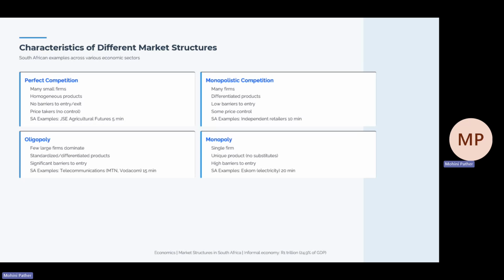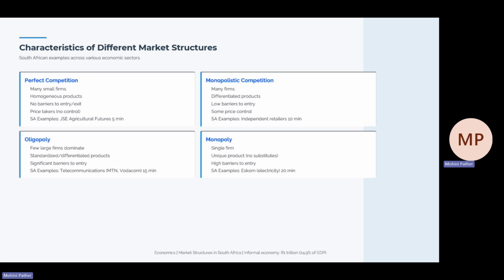In a monopolistic competition, there are many different firms. There are differentiated products. There are low barriers to entry, and there are some price controls. Okay, so typical examples in South Africa would be these independent retailers. So these smaller, independent, customer-facing businesses. An oligopoly, that's sort of like the telecommunications industry in South Africa.